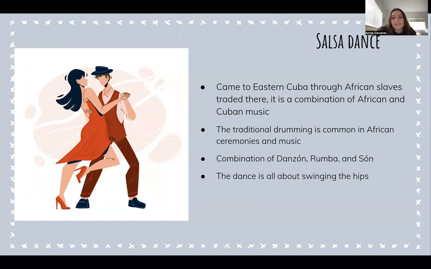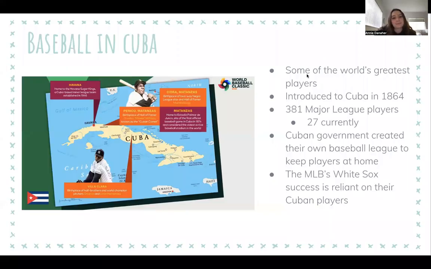The traditional drumming is common in African music and ceremonies, and the dance is a combination of danzón, which is from French and Haitian immigrants, rumba from African slaves, and son, which is a type of Cuban dance. The dance is all about lower body movements and swinging the hips with many back and forth steps.